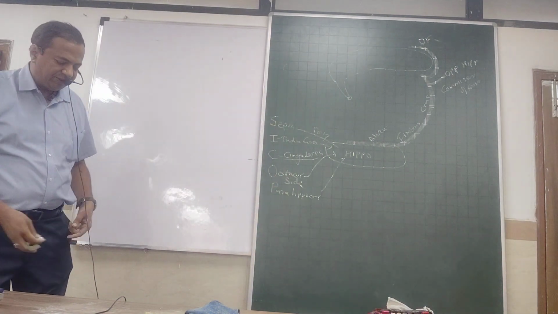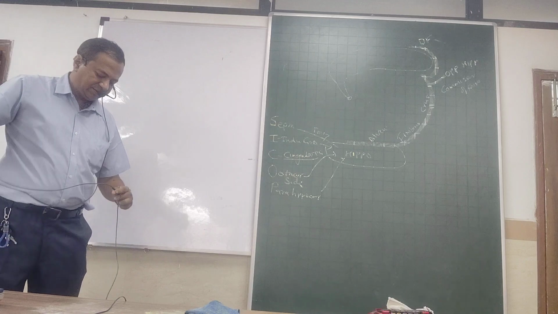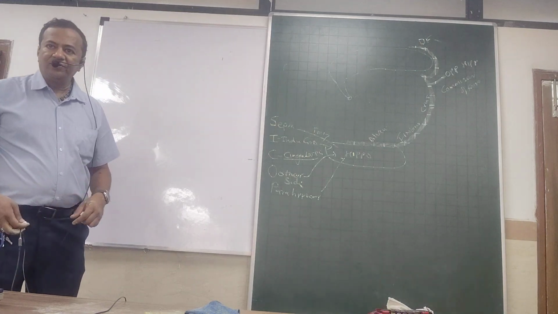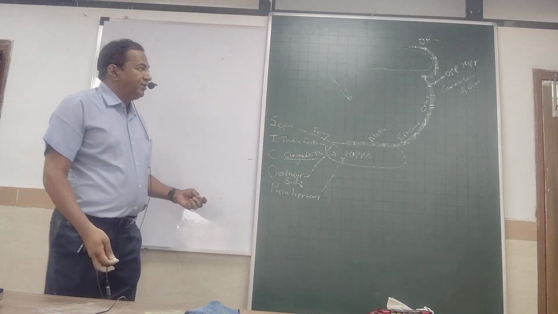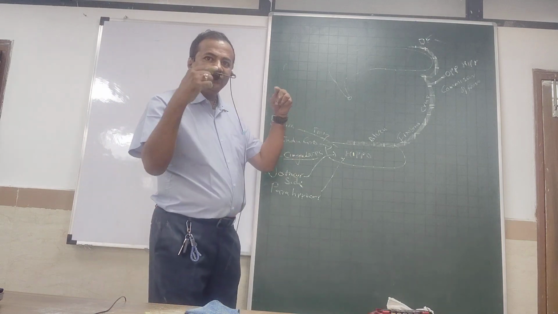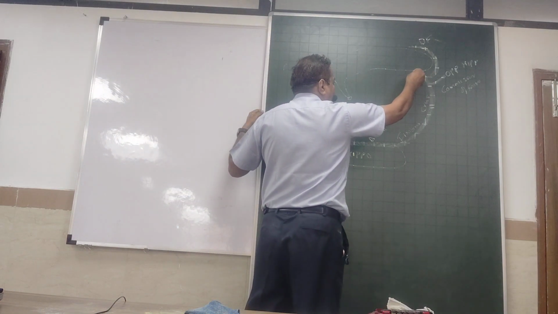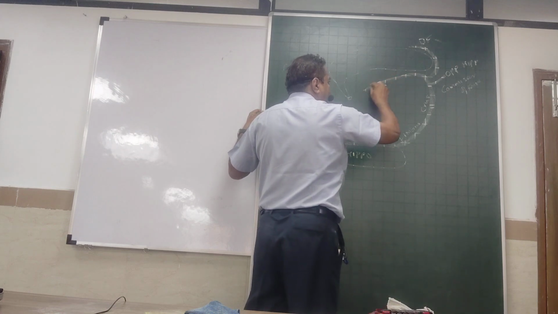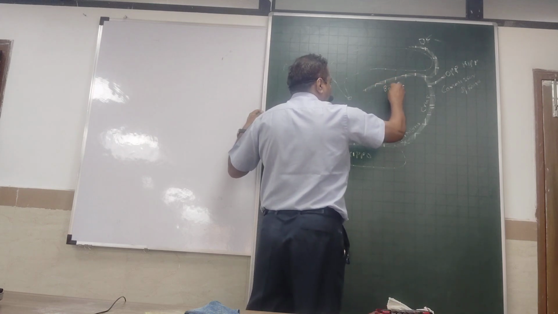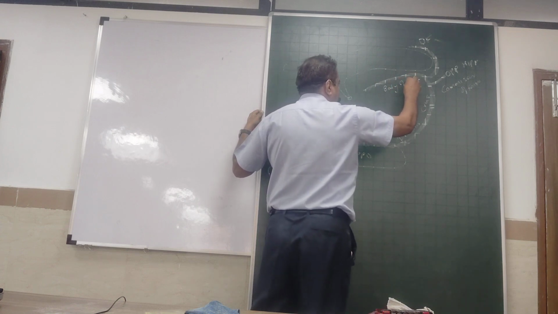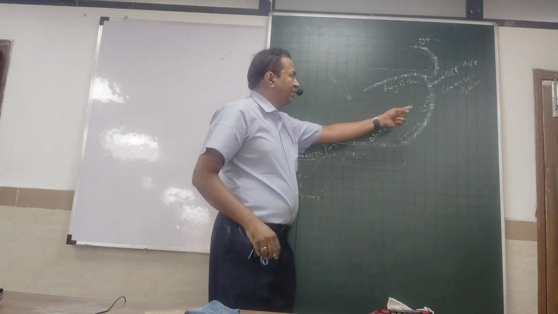Sorry, commissure of fornix. Okay? And then the crus from both the sides. From the other side also there will be a crus. They will form the body of fornix. Body of fornix.